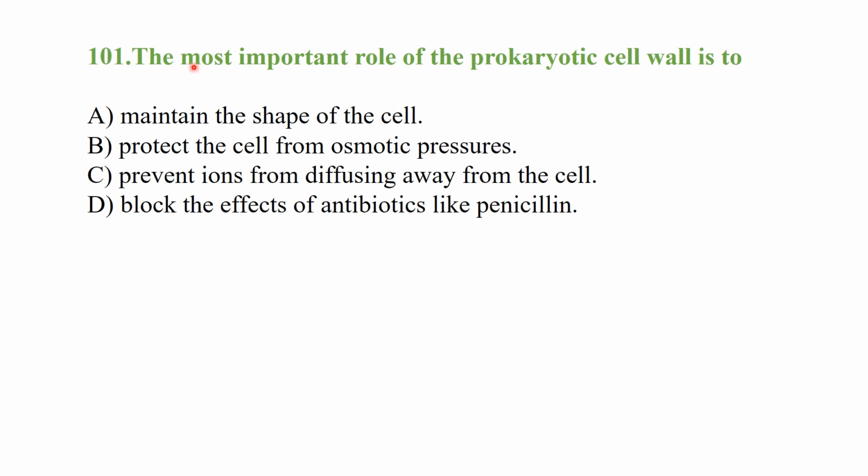The next MCQ is, the most important role of the prokaryotic cell wall is to, it is a function of the prokaryotic cell wall. It protects the cell from osmotic pressure. Maintain the shape of the cell, yes, it is a function. Prevent ions from diffusing away from the cell. Block the effect of antibiotics like penicillin. But the most important function that helps in the survival of the prokaryotic cell is to protect the cell from osmotic pressure.